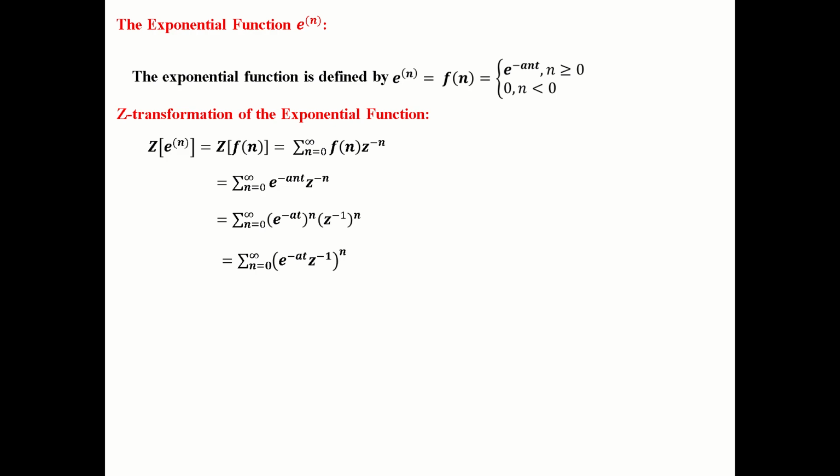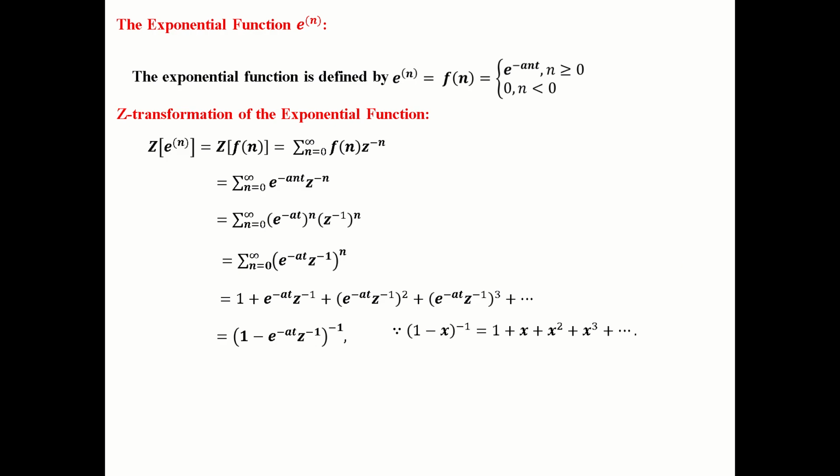So this can be written as 1 by, because a power minus 1 is equal to 1 by a, 1 by 1 minus e power minus a t into z power minus 1. So that is equal to 1 by 1 minus, z power minus 1 can be written as 1 by z, so you will get e power minus a t by z. Taking LCM in the denominator, 1 by z minus e power minus a t by z. So this is nothing but z by z minus e power minus a t.